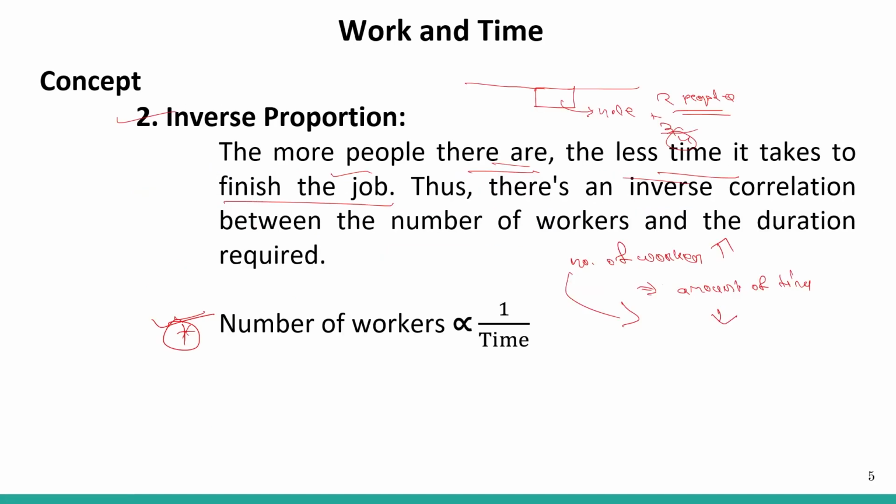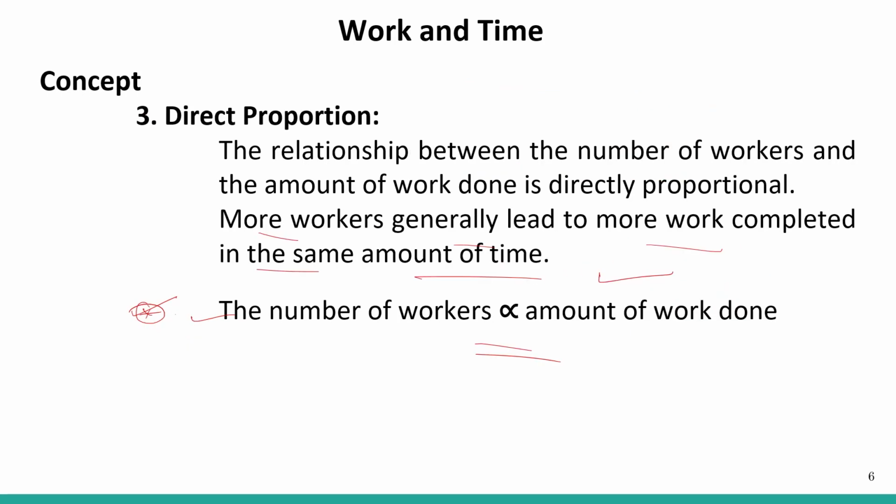So we learned what inverse proportion is. Okay, if one thing gets increased by a specific ratio, the other thing decreases by that specific ratio. Here in the first case it increased, in the second case it decreased. That is what we call inverse proportion. If one gets larger, the other one gets smaller. So what is direct proportion? The relationship between number of workers and amount of work done is directly proportional. More workers generally lead to more work completed in the same amount of time. So the number of workers is directly proportional to the amount of work done.